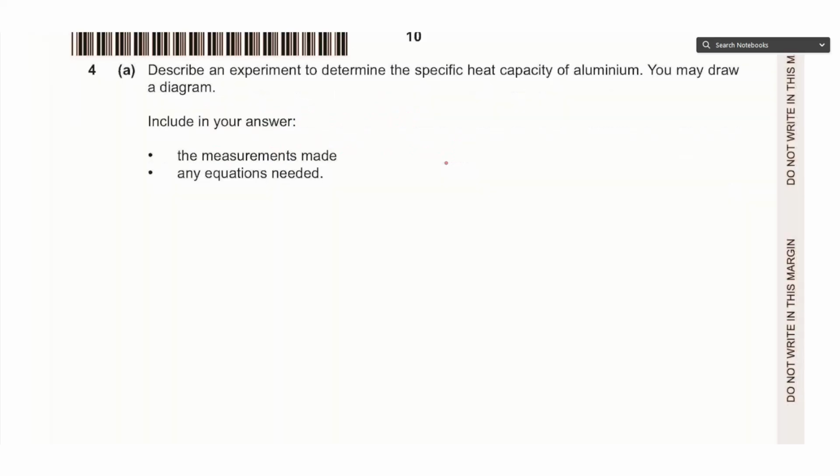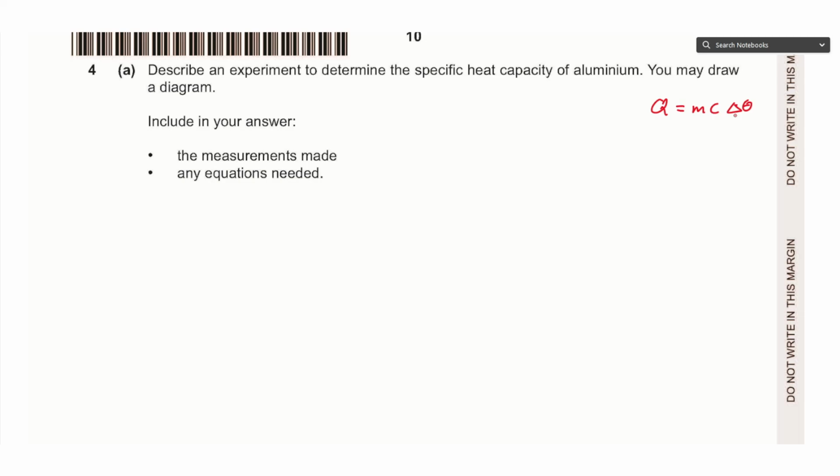Question 4a says describe an experiment to determine the specific heat capacity of aluminium. You may draw a diagram, include in your answer the measurements made and any equations needed. So we have a solid block of aluminium and we need to get the specific heat capacity, and the equation for specific heat capacity is Q equals mcΔθ. Q is the heat energy supplied, m is the mass of the material we are testing, c is the specific heat capacity, Δθ is the change in temperature of the object.